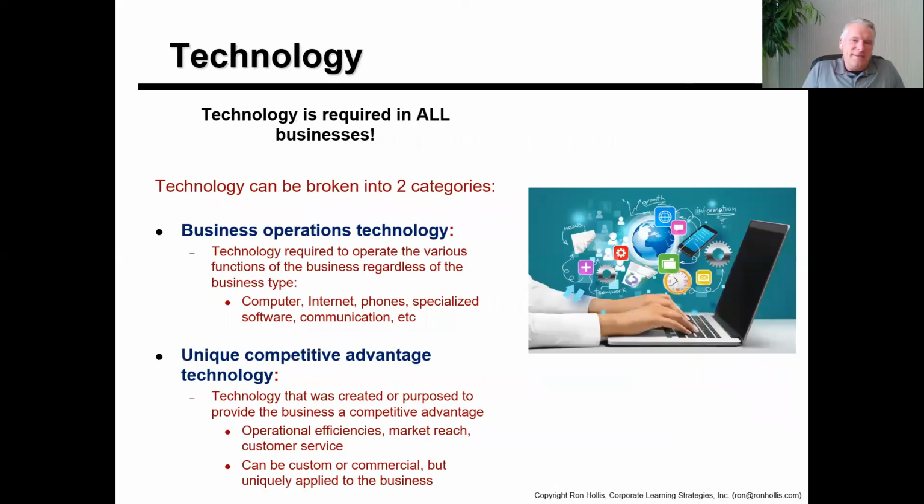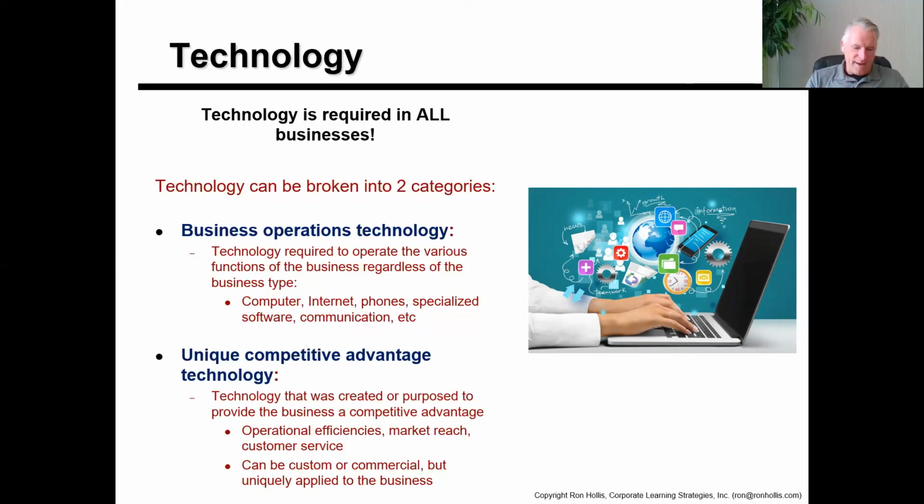And then technology. A lot of people get scared with this word technology. Oh yeah, I'm not a technology business. I sell cars or whatever. It's 2020. All businesses require technology. You have no choice, so you might as well adapt it. So technology is broken into two categories. I call the first one business operations technology, right? That's technology required just to operate your business functions.